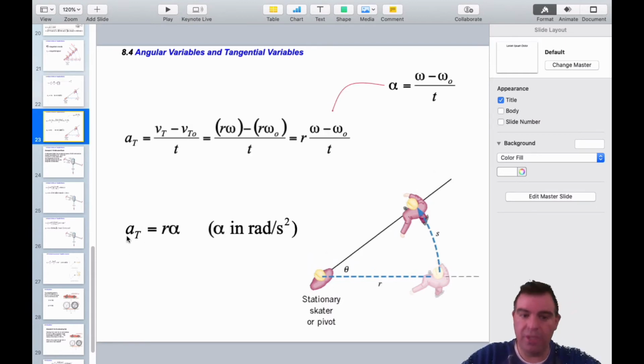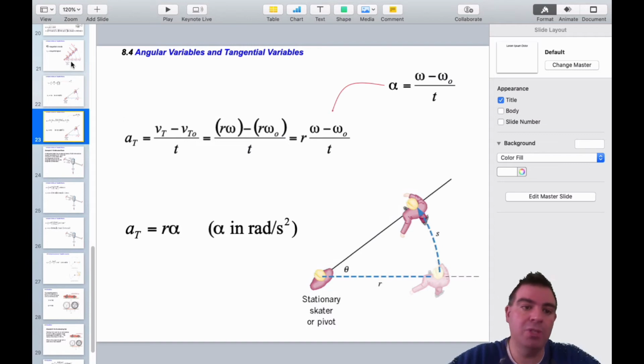With the same exact thing, we can compare angular acceleration and linear acceleration. Tangential acceleration, that's a linear acceleration, is equal to the radius, this distance right here, times alpha, and alpha is the angular acceleration in rad per second squared. So for these two formulas, the only thing you have to do to convert angular into tangential is multiply it by the radius.